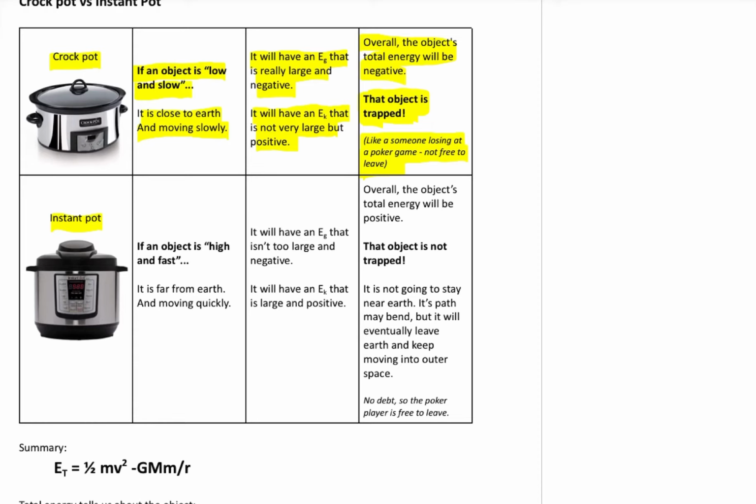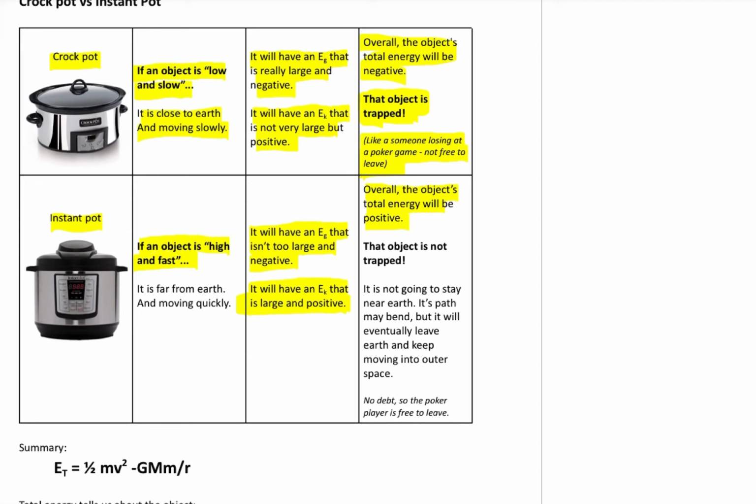As opposed to our Instant Pot scenario, if an object is high and moving fast. If it's moving fast, we'll do this first, that means it's got an EK. EKs are always positive, and if it's moving fast, the EK is going to be a really large positive number. If it's really high, that means that the EG number, which is always negative, maybe it isn't very big. In a case like this Instant Pot high and fast scenario, the negative is overpowered by the positive EK. So it's so fast that it's got enough kinetic energy to overpower the negative. Its total energy is positive.